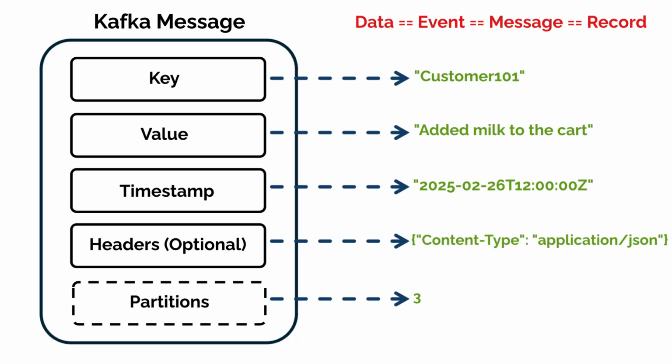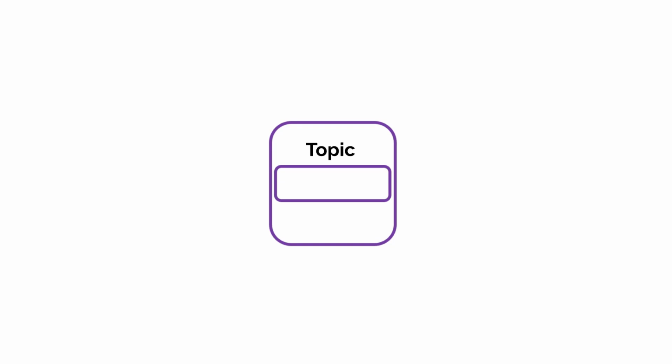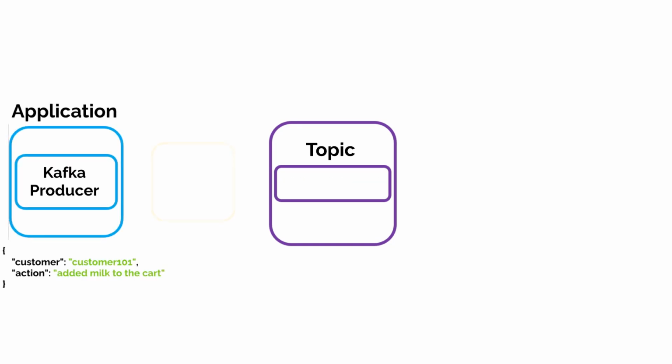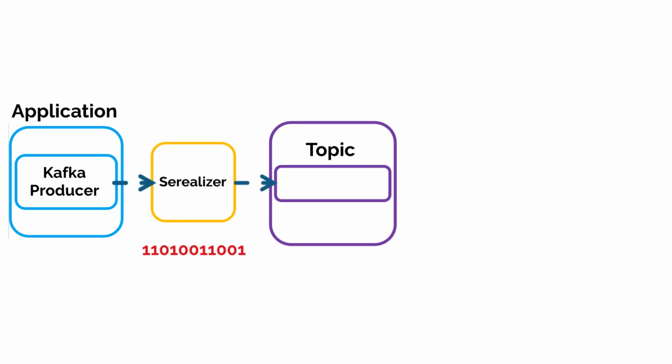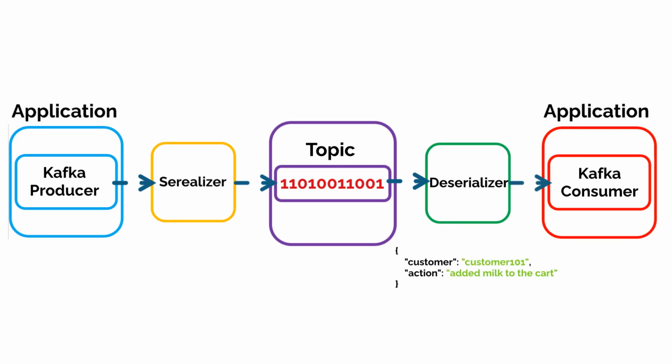Messages, including their key and values, can be represented in various formats. The most commonly used formats are string, JSON, protobuf, and Avro. Kafka messages are stored in a Kafka topic as serialized byte arrays. Before publishing a message, a Kafka producer serializes the data into a byte array format, ensuring efficient transmission and storage. When a Kafka consumer reads from the topic, it deserializes the message back into its original structure for processing.